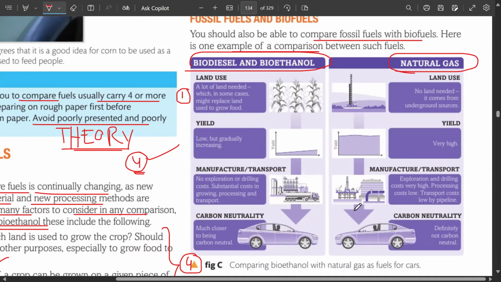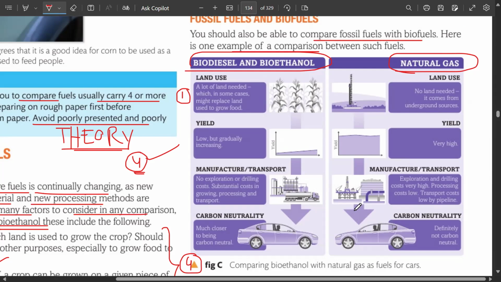ठीक है, good है. Next, manufacturing and transport: no exploration or drilling costs, but substantial cost in growing, processing, and transport. Exploration and drilling costs very high, processing costs low, transport costs low by pipeline. I mean, this one depends where you are and where exactly you get fuel. उधर exploration नहीं है, transport है. इधर exploration है, transport नहीं है. तो it's like balanced.